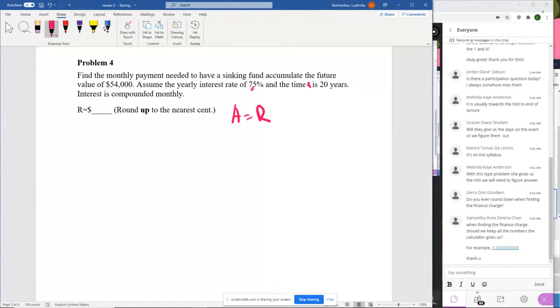Regular payment is multiplied by this fraction, (1 plus r over m) raised to the power mt minus 1, divided by r over m. Okay, so we want to find the monthly payment. In this kind of problem, we round up. So when we solve for something on the right side of the long formula, we round up, but it is also mentioned in the problem itself.